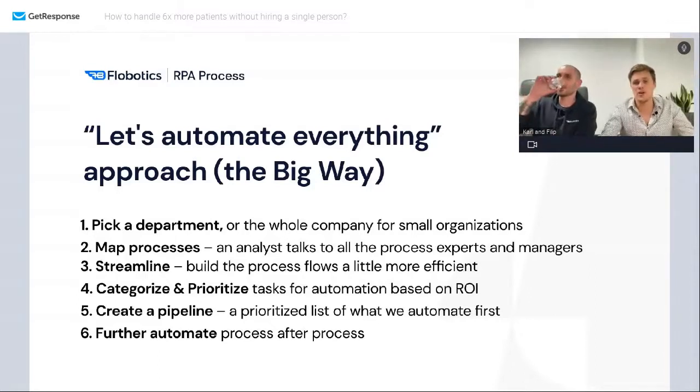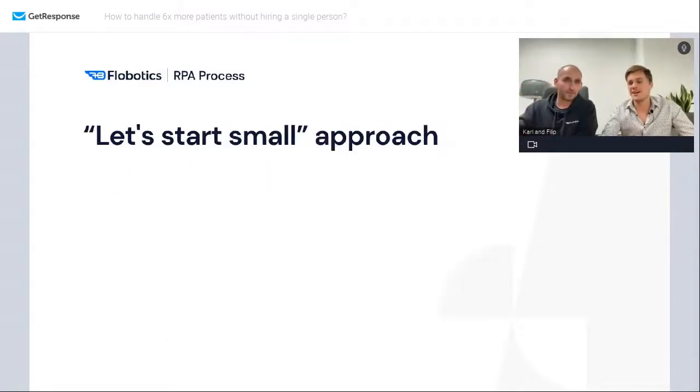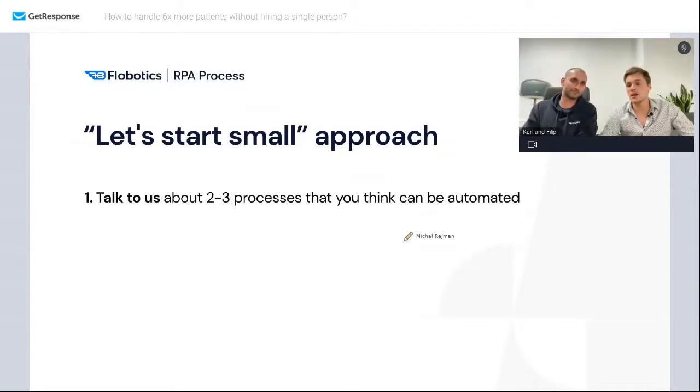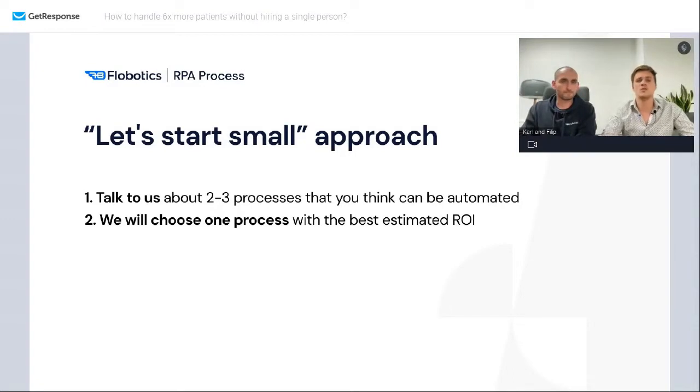That's why I'm so impatient that I prefer the other approach. And the other approach is to start small. I don't think any of these approaches are worse or better, it's just my personal preference to start with talking to a consulting company about 2-3 processes that you think can be automated, because many of you have really good intuition of what is good or bad to automate. Then we choose one process with the best estimated ROI. So out of these 3, we don't analyze hundreds of them. We just analyze 3. Makes sense.